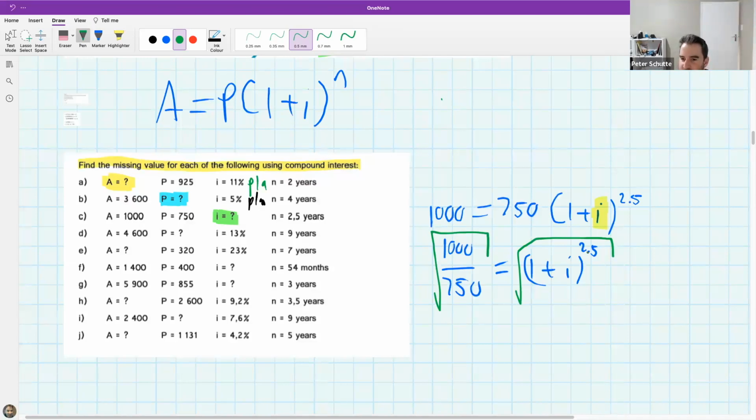It's not to the power of 2. It's going to be the 2.5 root. Okay, so you root both sides by 2.5 to get rid of the 2.5. And then I'm going to get 1 plus i equals something. What is that something going to be?